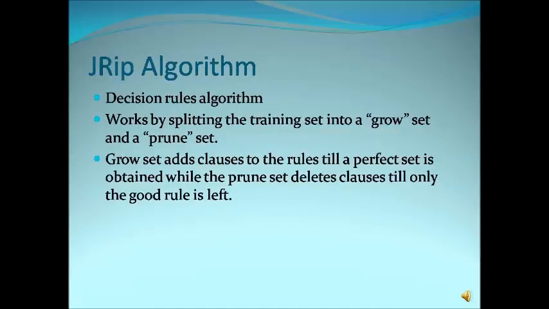The next algorithm we looked at was the JRIP algorithm. This algorithm is a decision rules algorithm, and it works by splitting the training set into 2 sets, a grow set and a prune set. The grow set adds clauses to the rules till a perfect set is obtained, while the prune set operates by deleting clauses till only the good rule is left.